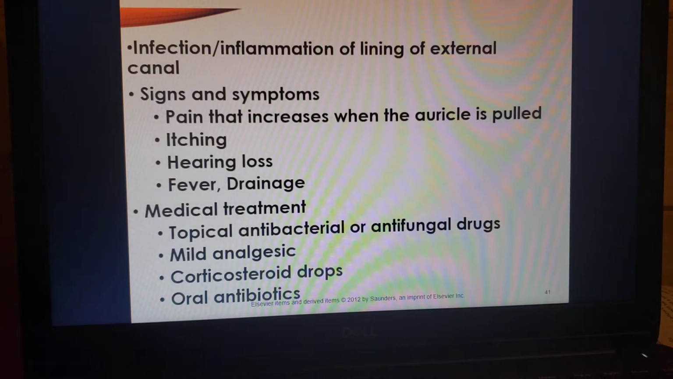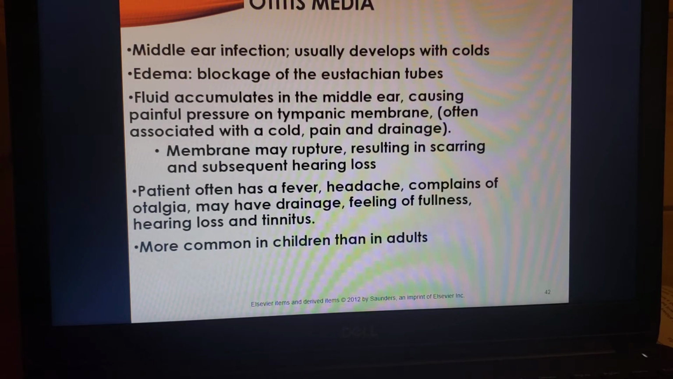Our first ear disorder is external otitis or swimmer's ear. This is an infection or inflammation of the lining of the external canal. Signs and symptoms include pain that increases when the auricle or pinna is pulled, itching, hearing loss, fever, or drainage. The medical treatment includes topical antibacterials or antifungals, some mild analgesics, corticosteroid drops, and oral antibiotics.